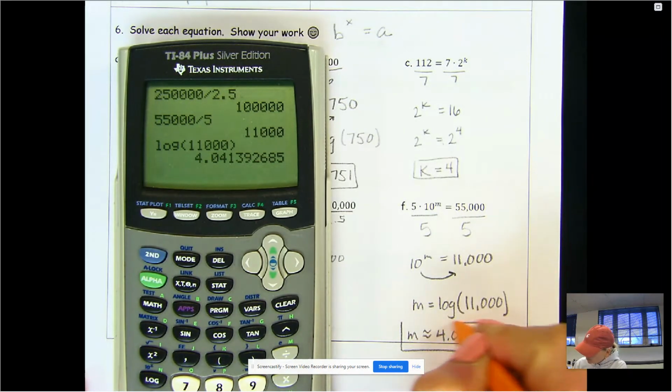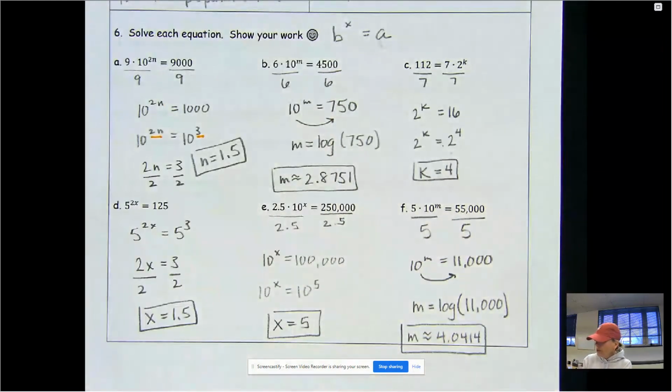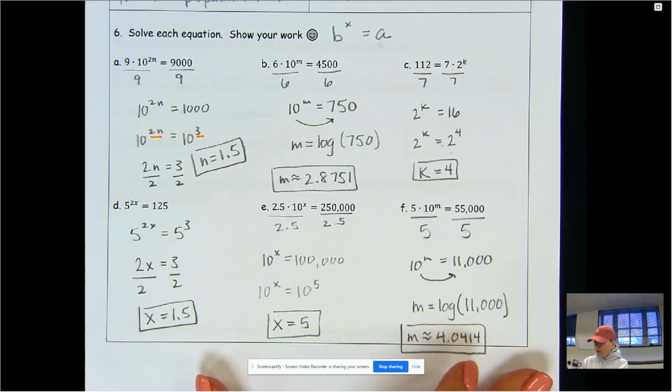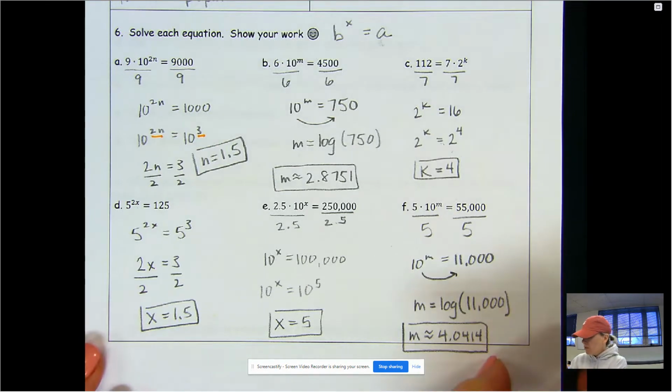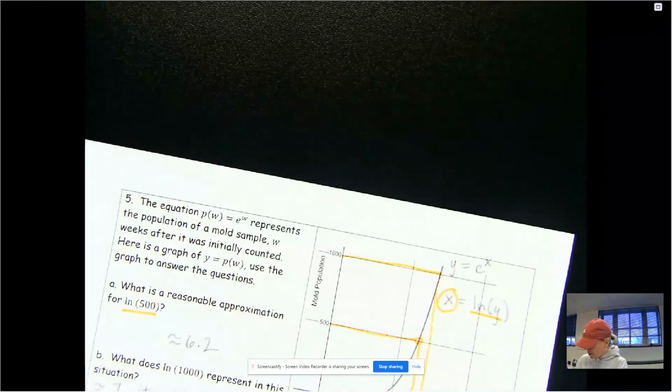All right, so hopefully you can see the difference now between when you really need to use a logarithm to solve one of these equations and when you do not, because it's going to be a power of the base.